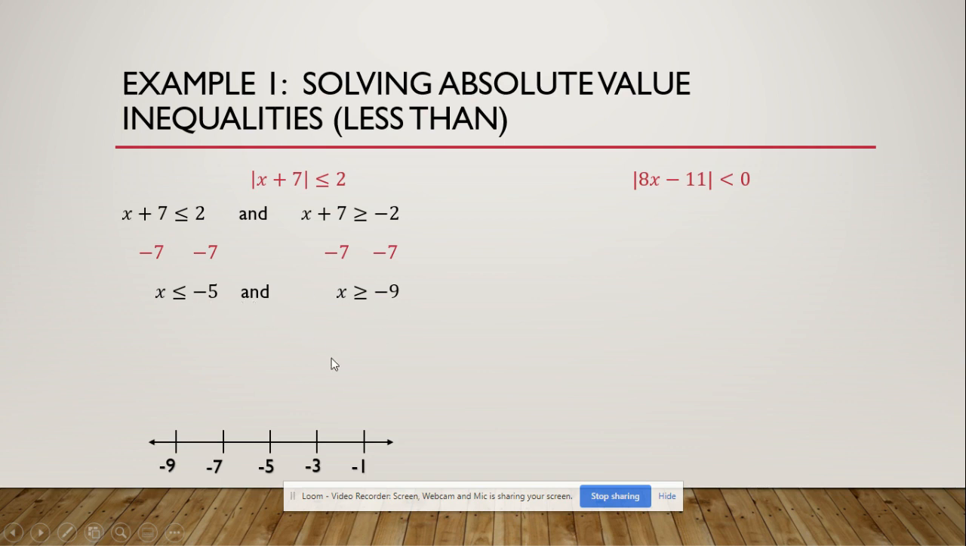Now notice it was or equals to, so we're using filled in dots. From -9, we'd go greater. From -5, we'd go less than. The intersection is right in between the two. All right, so now solving the next one. Once again, it was less than, so I'm combining using the word and.